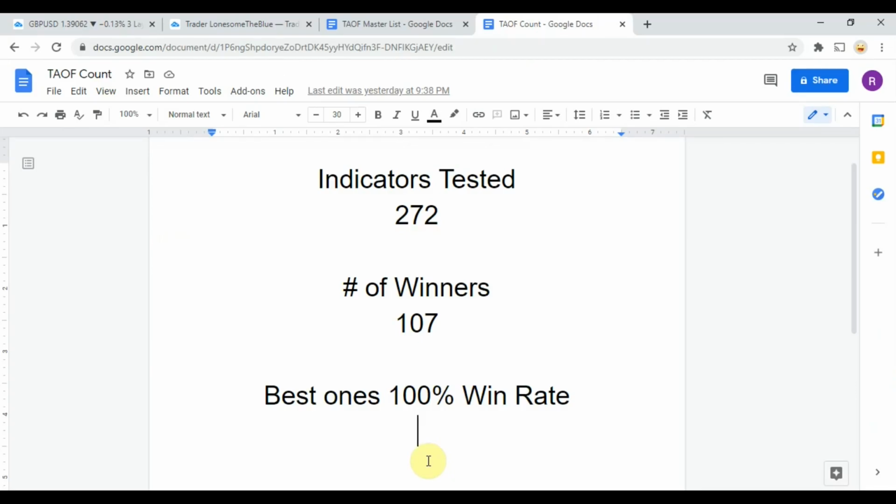So to date, we have tested 272 indicators. And out of those 272 indicators, 107 of them have been winners, which means that they have met or exceeded the 60% win-loss ratio threshold that we have set for them. The best ones so far were able to achieve a 100% win rate.